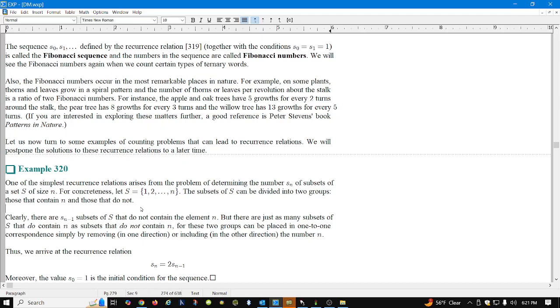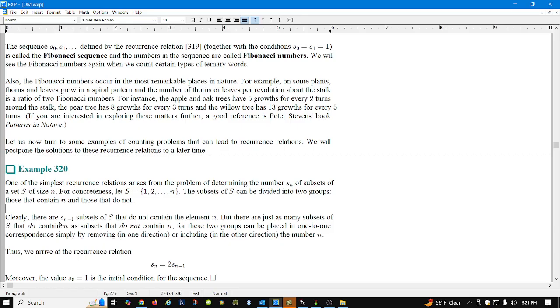We've done that in 2 different ways already. In the first case, we just guessed the formula and proved it by induction. In the second case, we used the fundamental counting principle or multiplication rule. Now we're going to do it by recurrence. So let's let S be the set 1 through n. The subsets of S can be divided into 2 groups, those that contain n and those that don't.